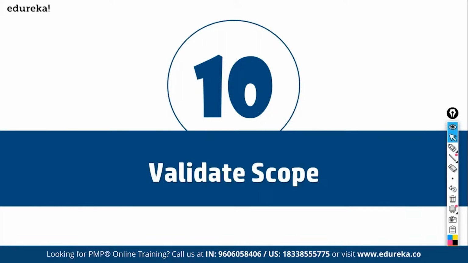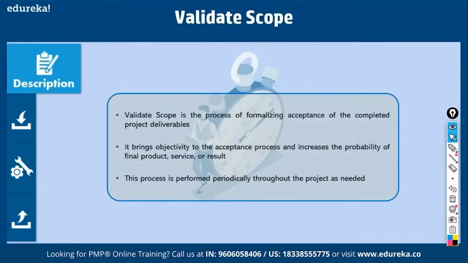Now we must assume that you have come up with the deliverable and you have tested the deliverable, and you're placing it before the customer to get a sign off. That is called validate scope. It is the process of formalizing acceptance of completed project deliverables. It could be interim deliverables, requirement documentation, design documentation, or the final deliverable, anything. It brings objectivity to the acceptance process.